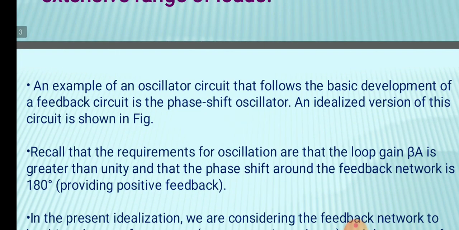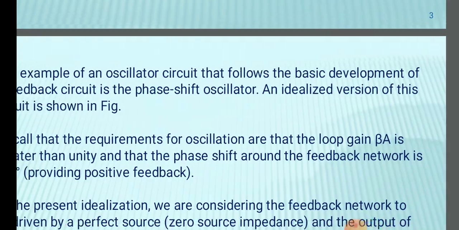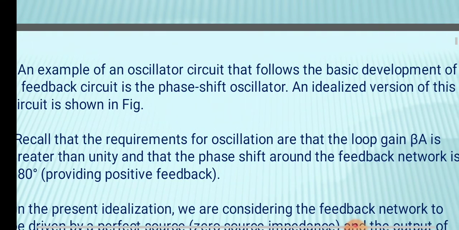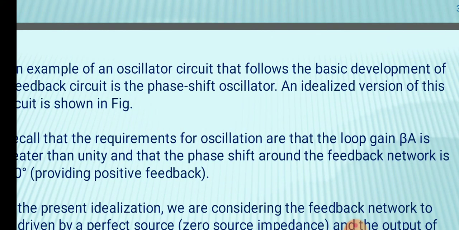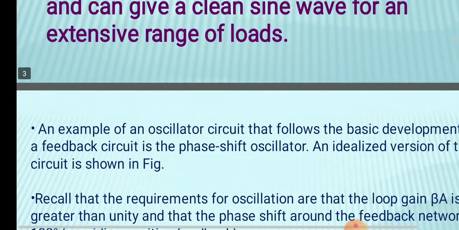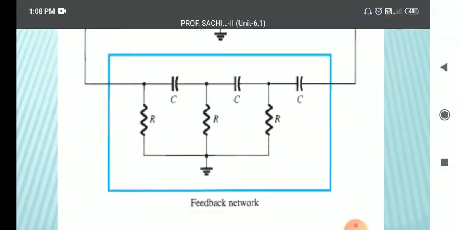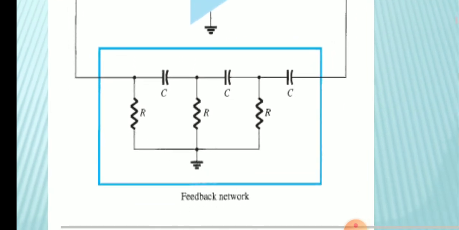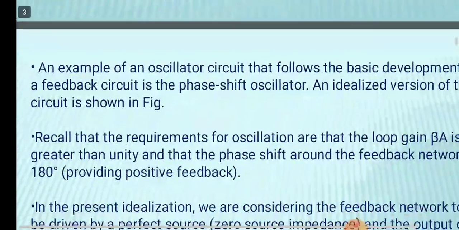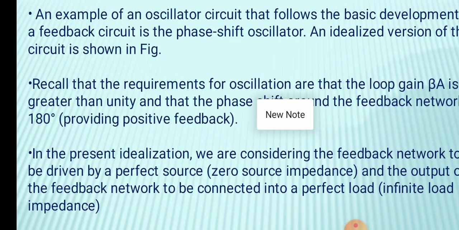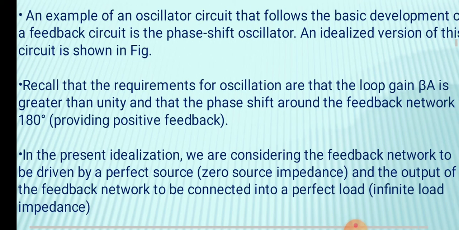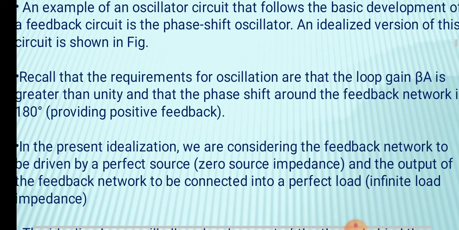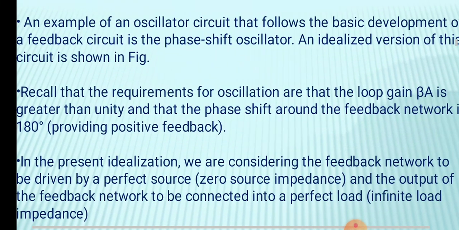Now an example of an oscillator circuit that follows the basic development of the feedback circuit is the phase shift oscillator, and this is the idealized version of the circuit. So this is the diagram of the idealized version of the RC phase shift oscillator. The requirement for oscillations is that the loop gain beta A is greater than unity, and the phase shift around the feedback network is 180 degrees.